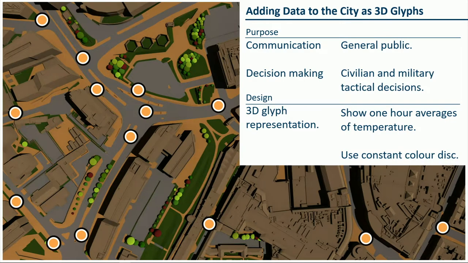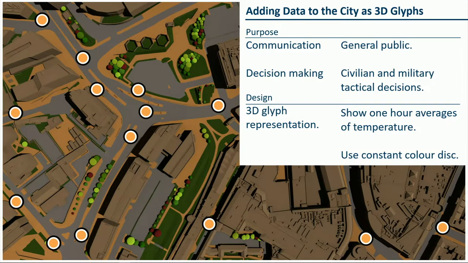What we're very interested in is how do we add data to the city so that people can understand what's happening in the city as it changes in various events. How does the air quality change at different times of the year? We're doing a study at the moment on how air quality changes over Christmas and New Year as the traffic flows through the city change. We're also interested in a similar thing for civilian and military tactical decision making. We have a few projects on that as well.